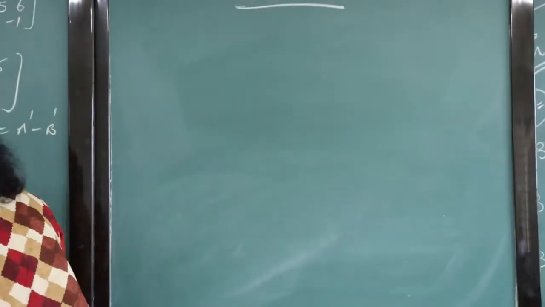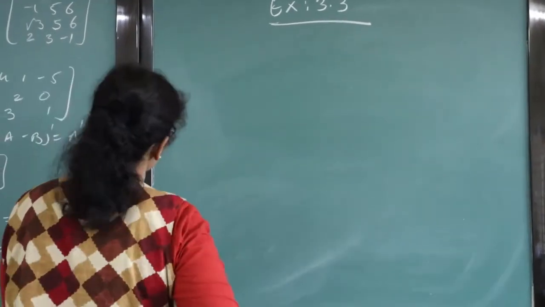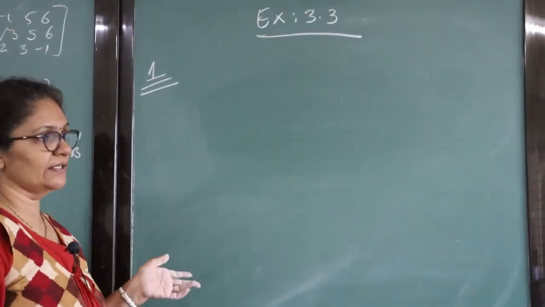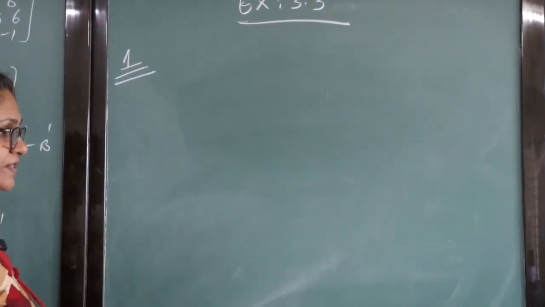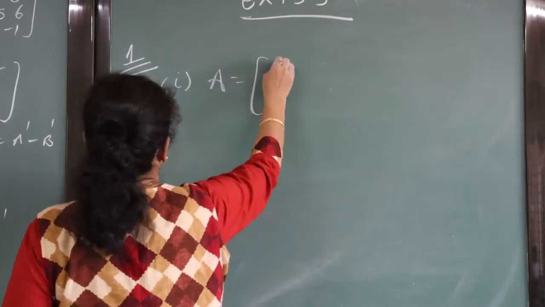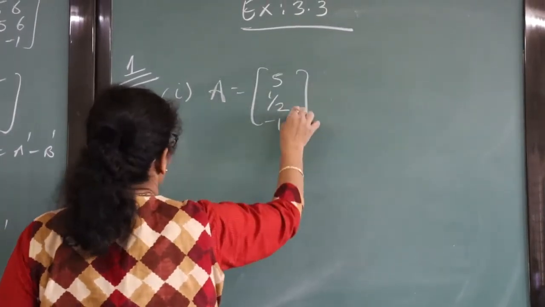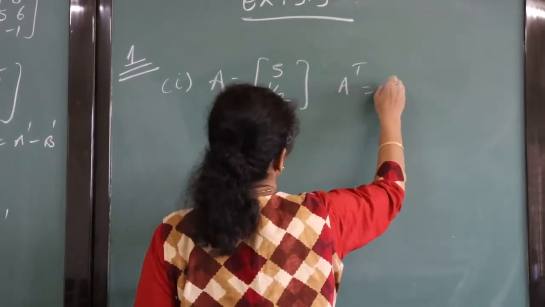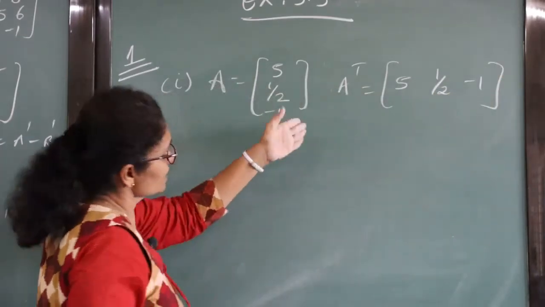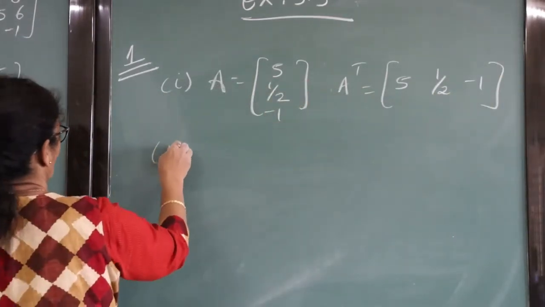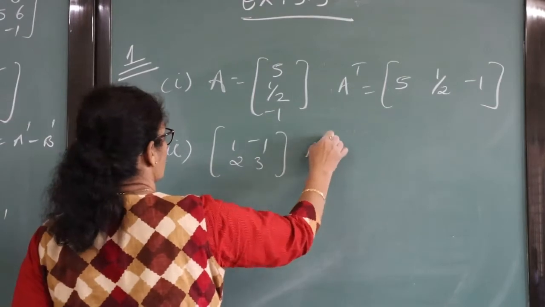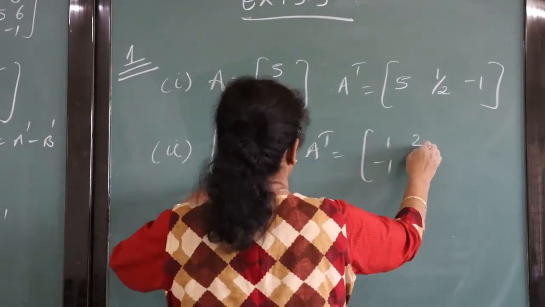Okay. In the beginning of the exercise, one simple question is given. First one, write the transpose. Write the transpose means what to do? We have to simply interchange rows with columns. So let's start with the first. The first matrix is given, A equal to 5, half, minus 1. So how can I write its transpose? 5 is the first row, so the column matrix we can convert into a row matrix. Now the second matrix is 1 minus 1 2 3, so its transpose will be 1 minus 1 2 3.